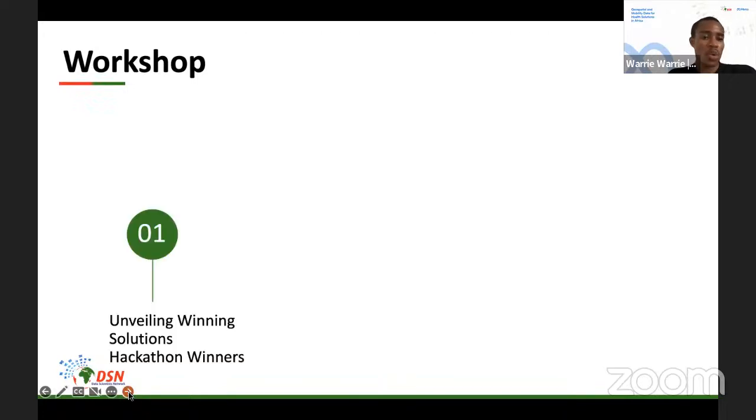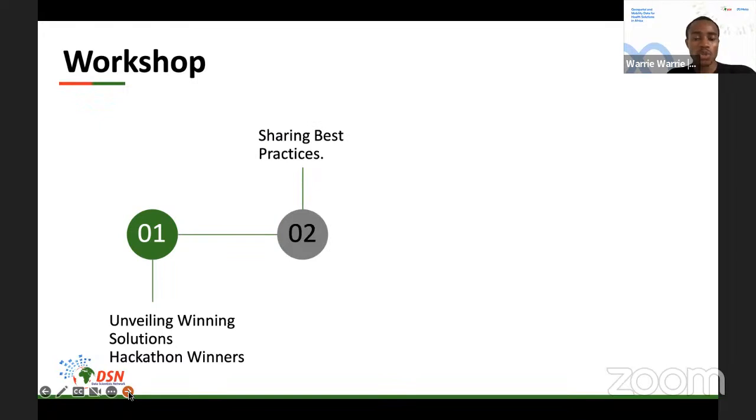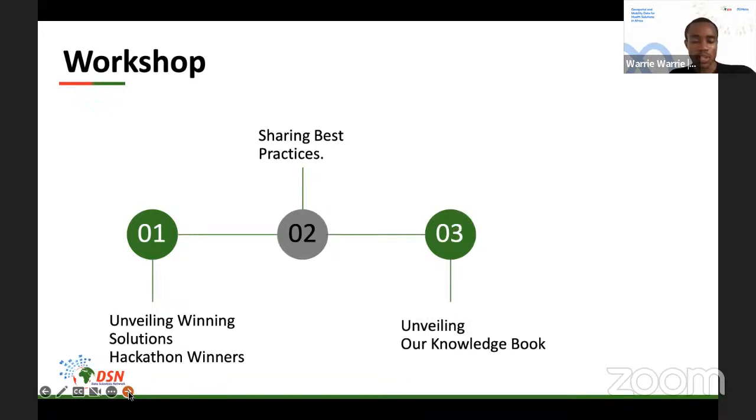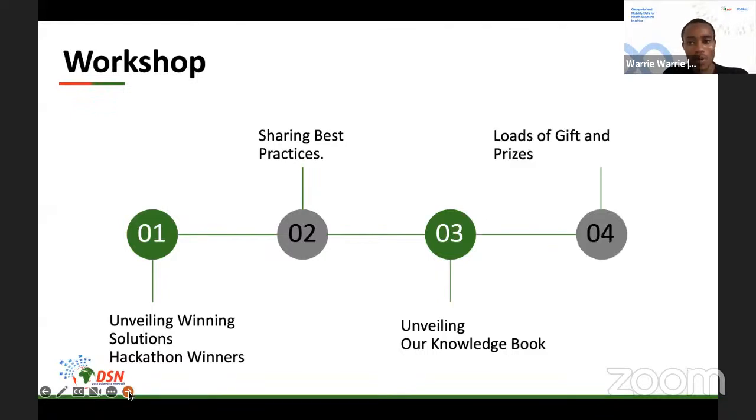We'll be having a workshop at an upcoming event. We'll be unveiling the winning solutions of the hackathon, and also sharing best practices during this workshop. We'll also be unveiling a knowledge book that will show you the basics of how you go through different geospatial and mobility data. Then you also have lots of gifts and prizes to be won during this in-country hackathon.